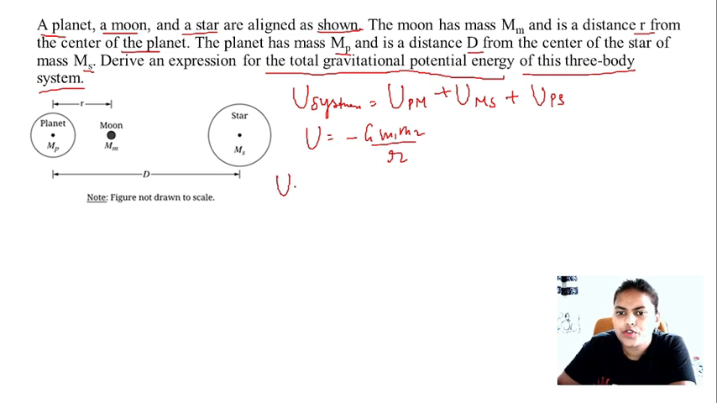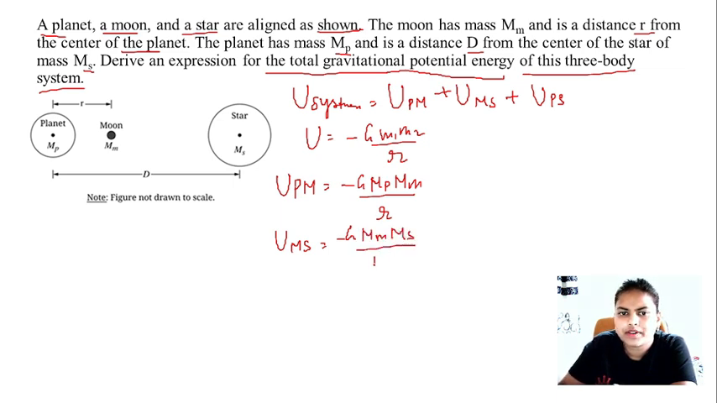So U_p, the potential energy between planet and the moon, is minus G mass of the planet into mass of the moon divided by the distance between them, small r. Potential energy between moon and the star is minus G m_m into m_s upon D minus r, which is the distance between them. And the potential energy between planet and star is equal to minus G m_s into m_p divided by the distance between them, which is capital D.